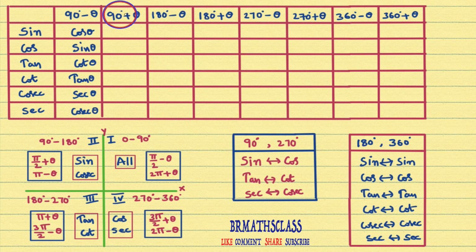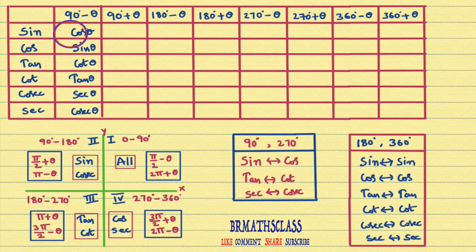Now, you see this. So, what is sine 90 degrees minus theta? Sine 90 degrees minus theta is cos theta. What is tan 90 degrees minus theta? That is cot theta. What is cot pi by 2 minus theta? Cot pi by 2 minus theta is tan theta. I hope you are understanding. Have patience. Watch this video till the end.